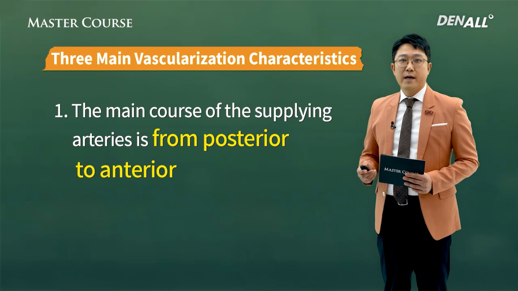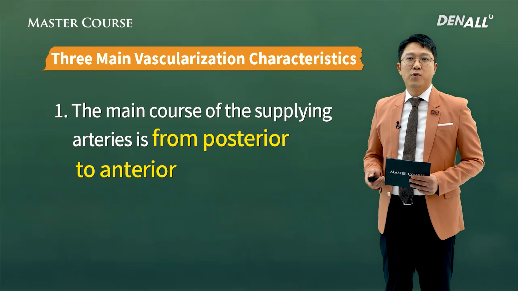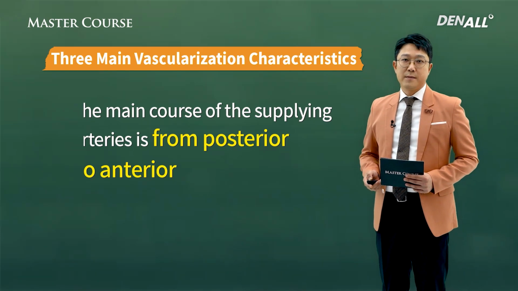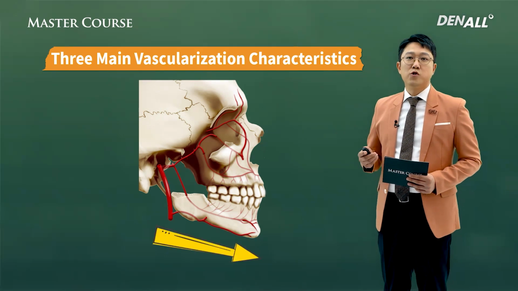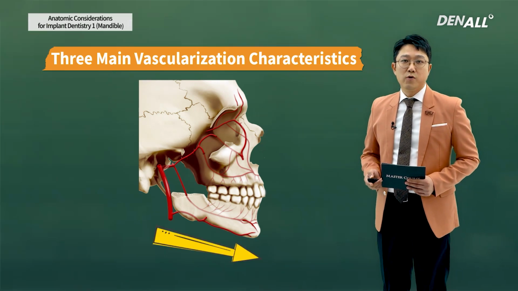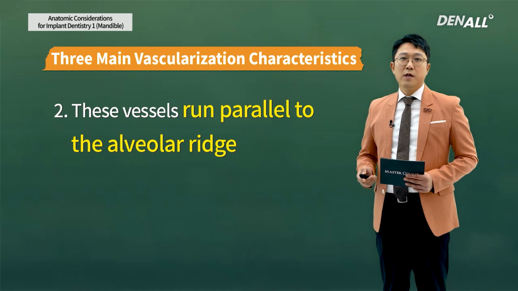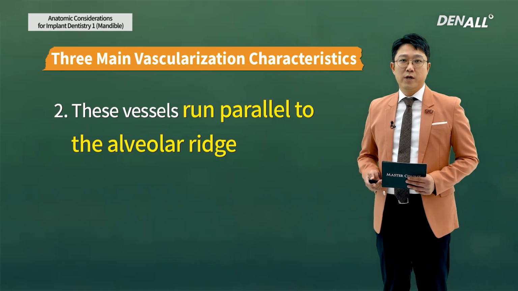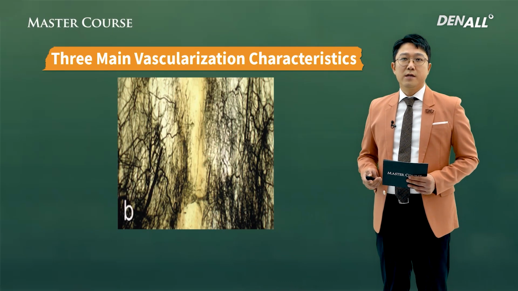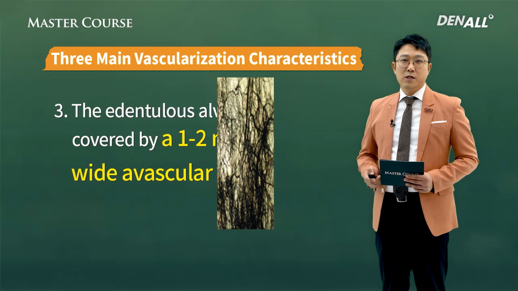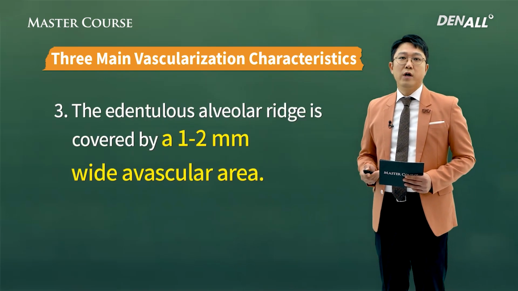There are three main vascularization characteristics. First, blood is supplied from posterior to anterior. The blood comes from the heart, from the posterior region to the anterior region. Second, the vessels run parallel to the alveolar ridge. Third, they run parallel like this, therefore the edentulous alveolar ridge is covered by a 1 to 2 mm wide avascular area.